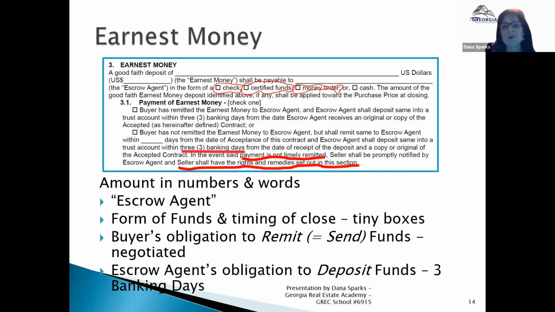deal with wires. So the best source of funds that's trackable and more readily available should a contract terminate would be certified funds. If the earnest money is over $10,000, I absolutely highly encourage that you guys do that by wire. Why do you say that, Dana?